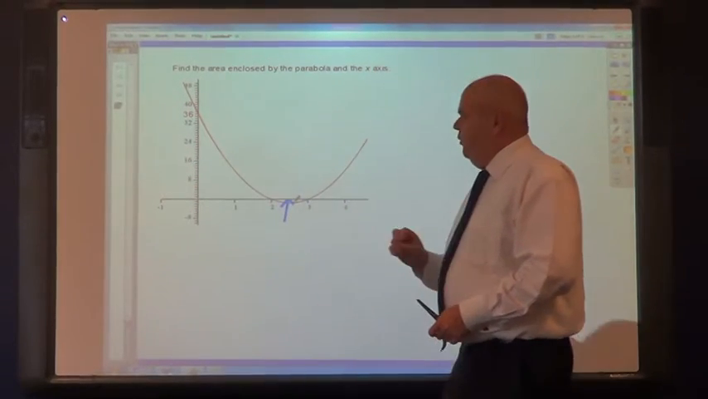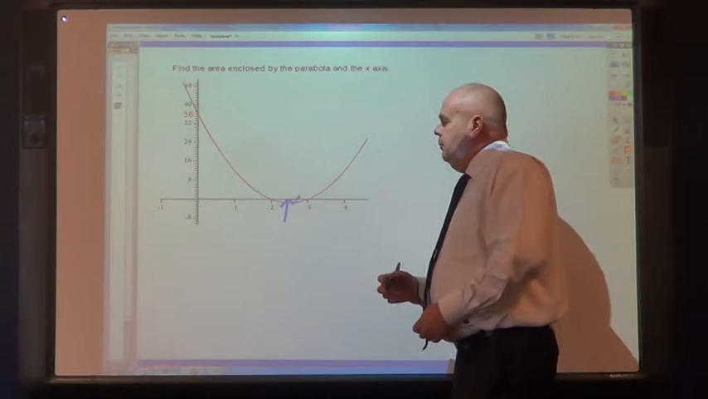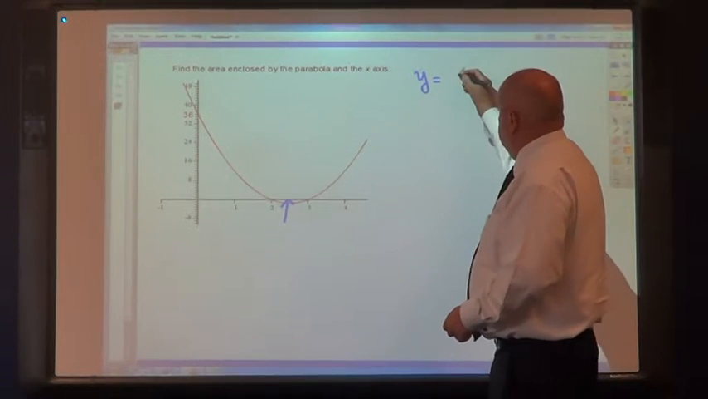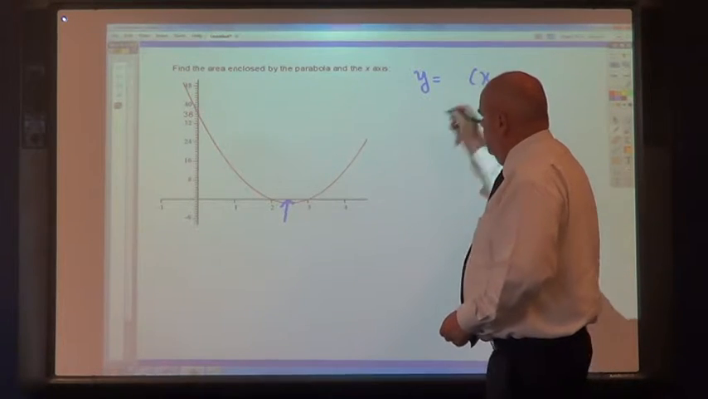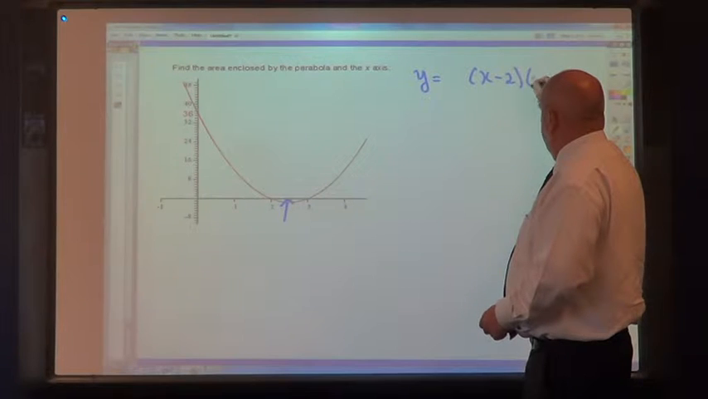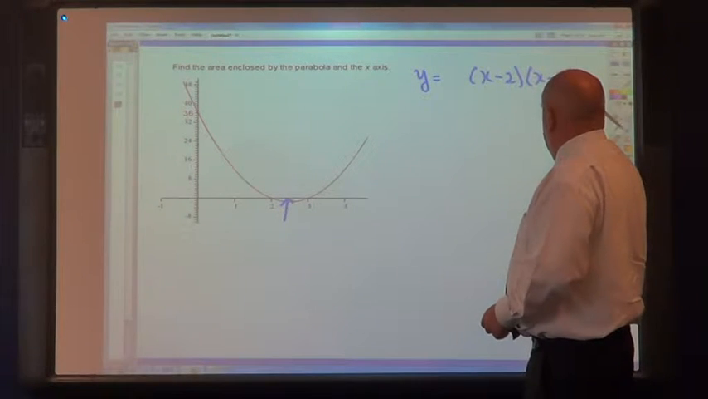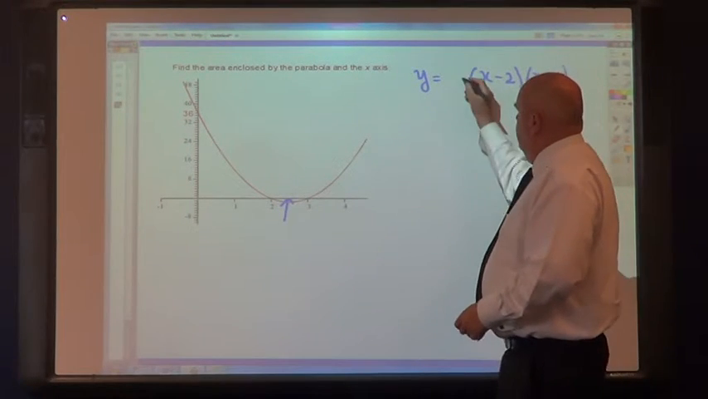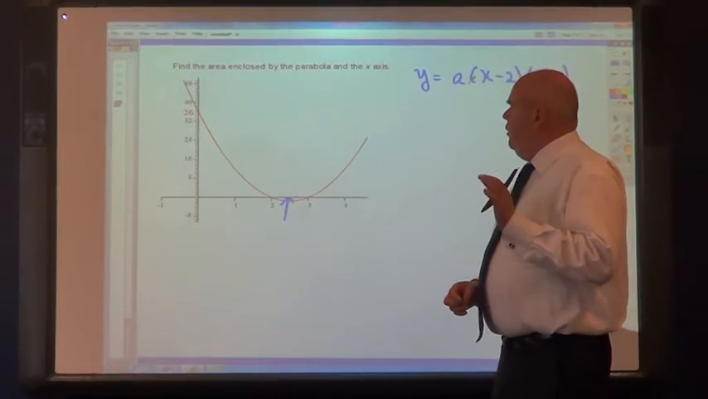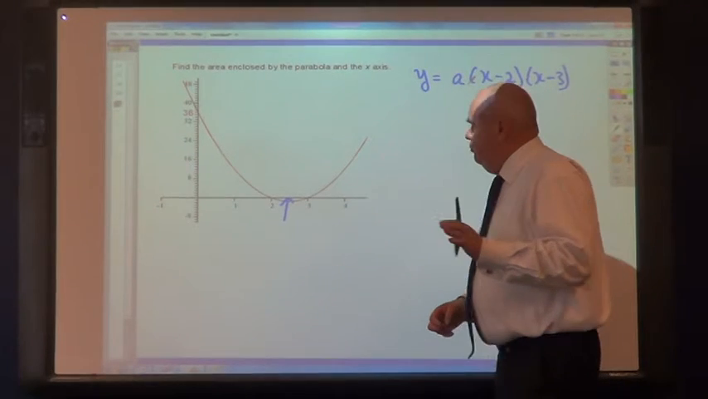In this problem, what makes it a touch different from part 1 is that we're not going to be able to make use of the idea of symmetry so much. But we can say this: y is equal to a times (x - 2)(x - 3). Now we know what the x-intercepts are. They are 2 and 3, so we write -2 and -3 there. And we still need to discover what a is.